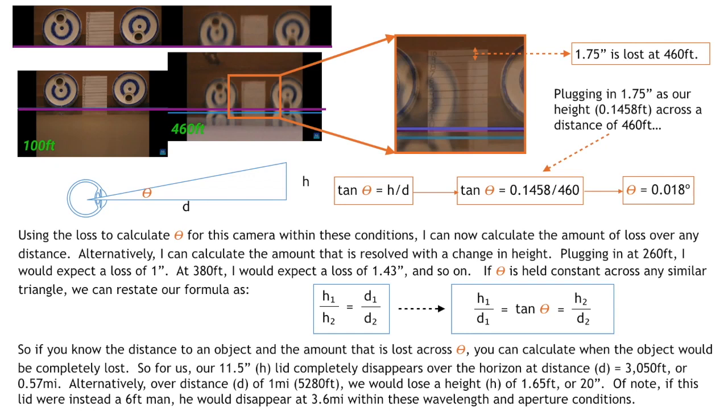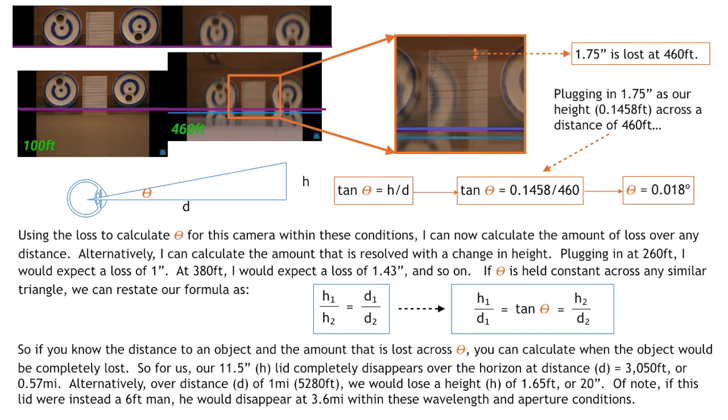Using our same diagram as we've done before, solving for theta gives us a very similar angle to what we've gotten before, which is 0.018 degrees, very close to our 0.02 degree, 1 arc minute, human eye resolution limit. So using the loss to calculate theta for this camera within these conditions, I can now calculate the amount of loss over any distance. Alternatively, I can calculate the amount that is resolved with a change in height, just like we did before.